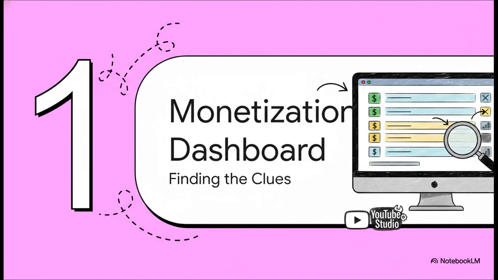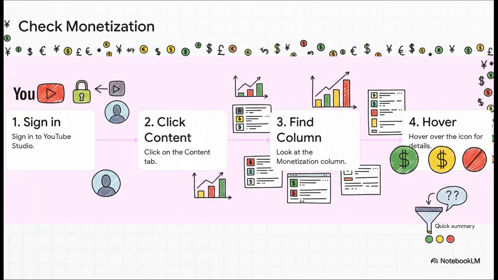First things first, before we can decode the signs, you've got to know where to find them. So let's head on into your YouTube Studio, and I'll show you exactly where the monetization dashboard is for all your videos. It's actually a super simple four-step process. Just sign into YouTube Studio, click on your Content tab, and then look for the monetization column. All you have to do is hover your mouse over an icon and it'll give you a quick summary. And here's a little pro tip. You can use the filter tool to see all your green, yellow, or red videos all at once. It's a real time saver.